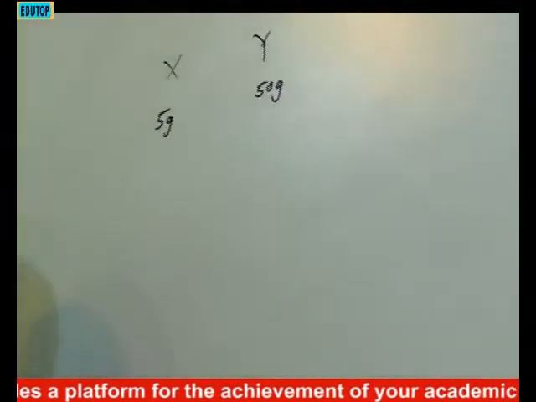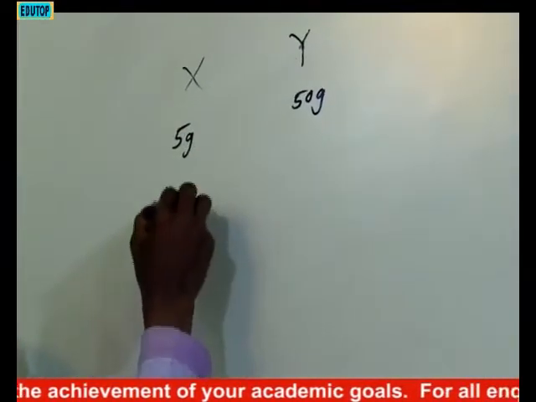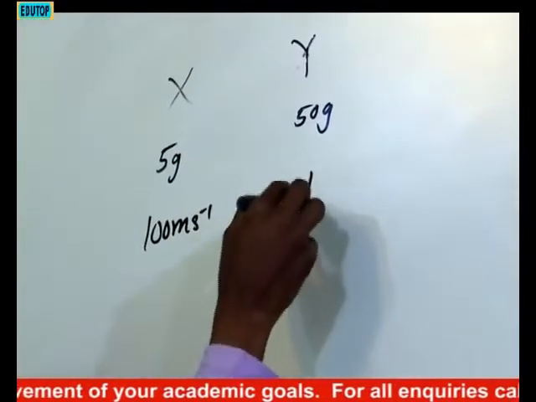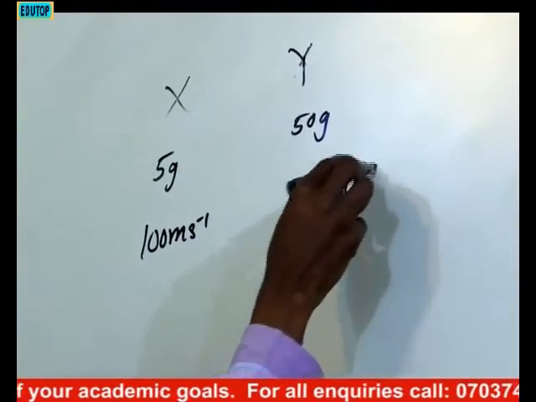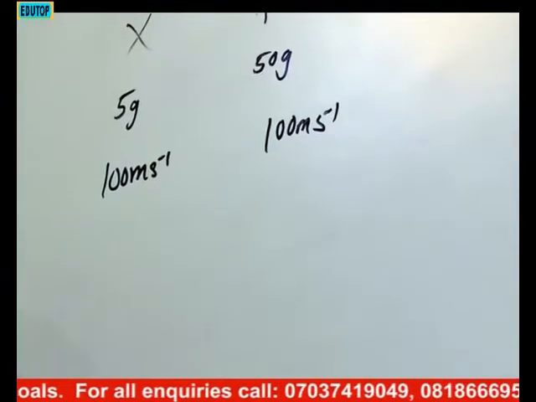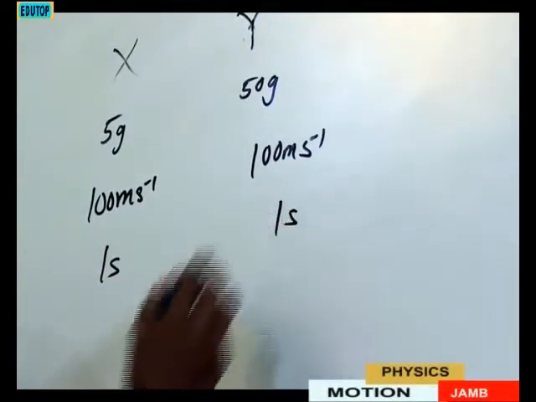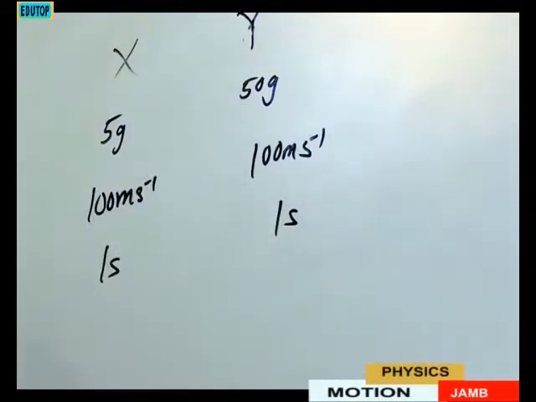Respectively, they were thrown up vertically at the same time with a velocity of 100 meters per second. They have the same velocity, 100 meters per second, and this is also 100 meters per second. How far will their positions be in 1 second? The time for this is 1 second, 1 second. The same speed, the same time.